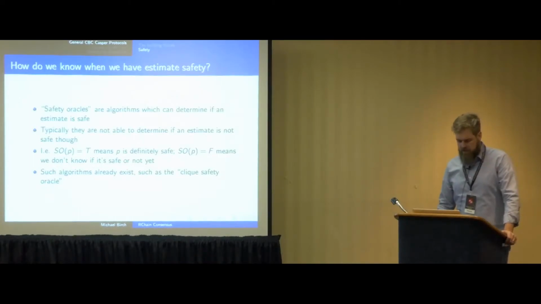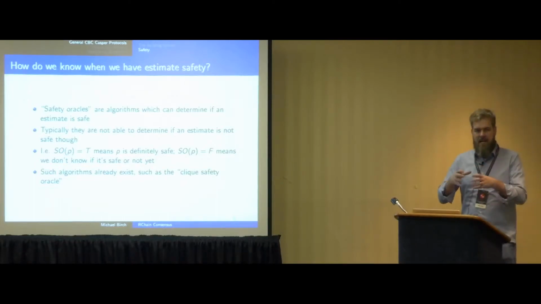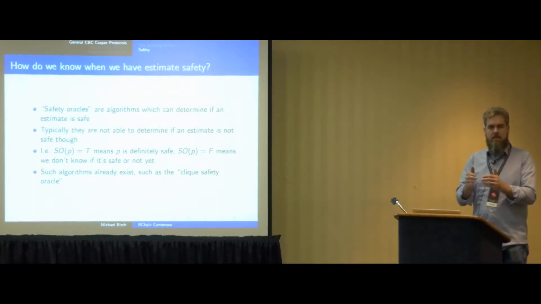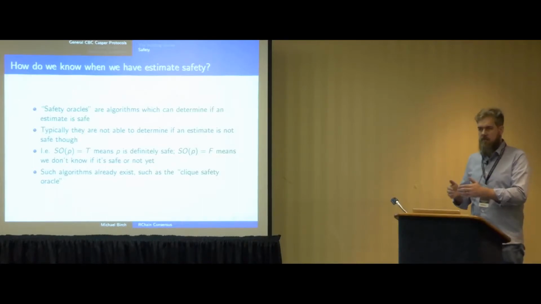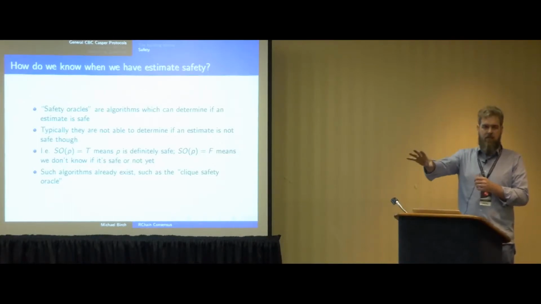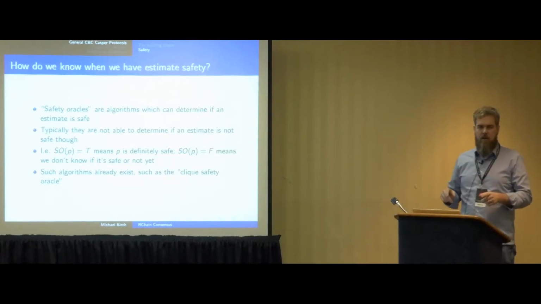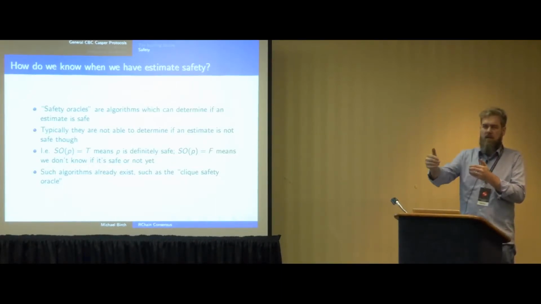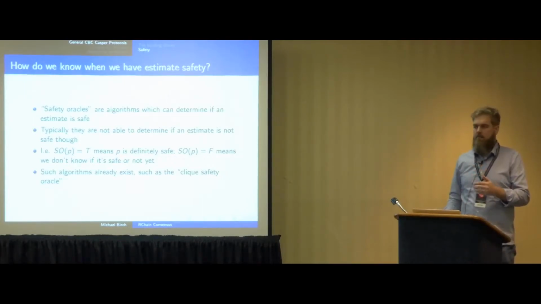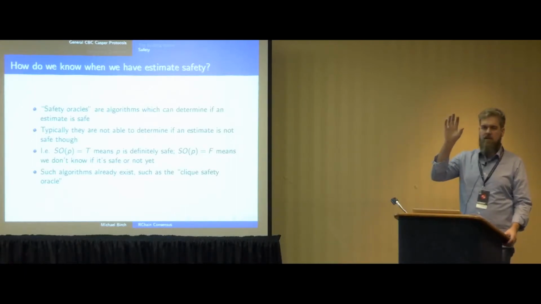Safety oracles. These are algorithms that can determine if an estimate is safe. So a node can come to know that the estimate is safe. How does it do that? By using a safety oracle. Now, safety oracles work by creating an adversary. Now, the ideal adversary can send any kind of message anywhere. And so if you're safe against that guy, then you're safe against all lesser powered adversaries. That guy is hard to simulate.